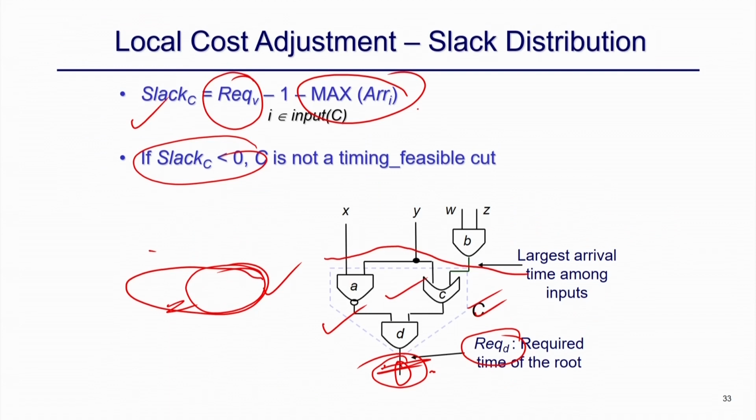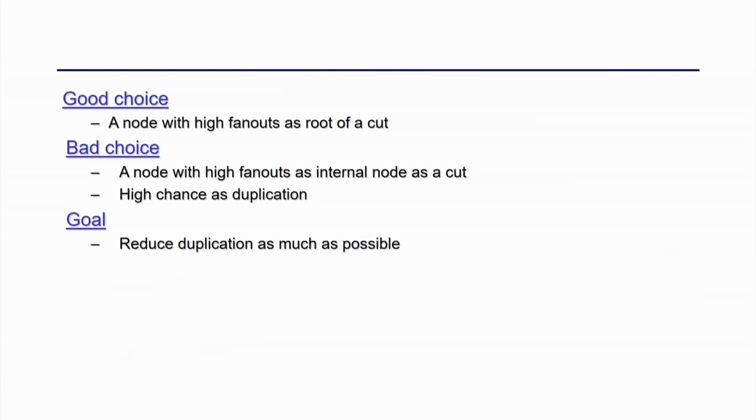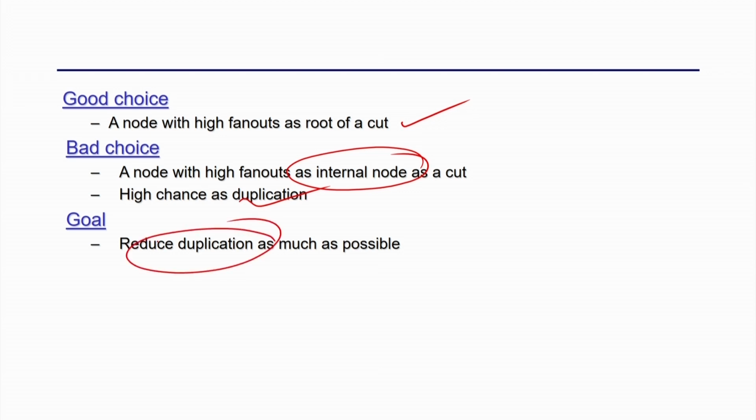Okay. So, this is what LUT mapping is all about, and as I mentioned, a node with high fan out as the root of a cut is a good choice. A node with high fan out as an internal node is a bad choice, because there is a high chance of duplication, and our objective is to reduce the duplication as much as possible and map the whole thing in a minimum number of LUTs and minimum delay.